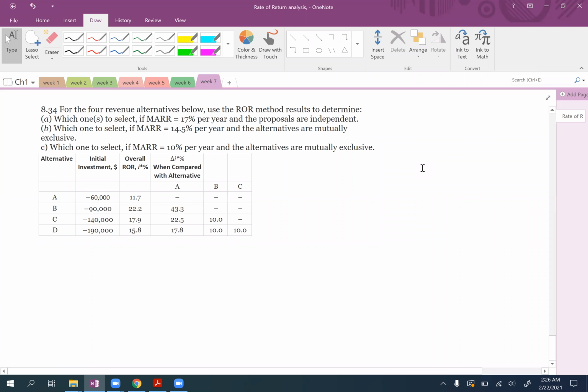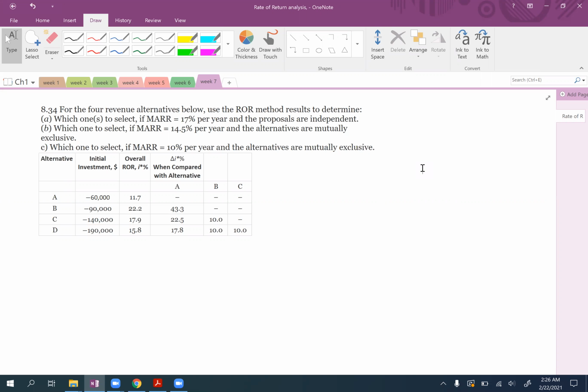Okay, everyone, let's continue working on chapter 8 with another example. Again, I recommend that after reading this example, you pause the video, go through the problem yourself and solve it, and then look at the solution.